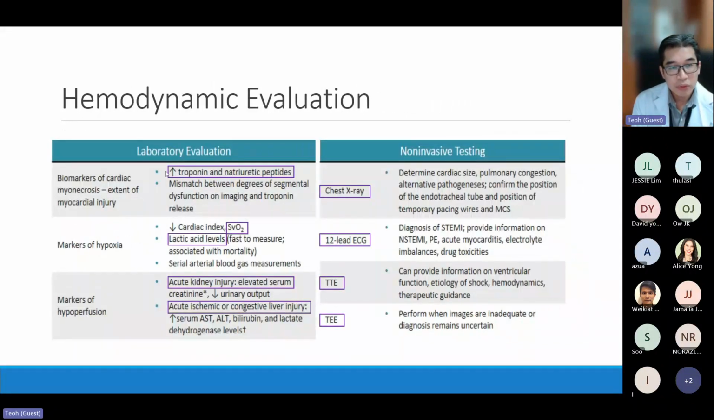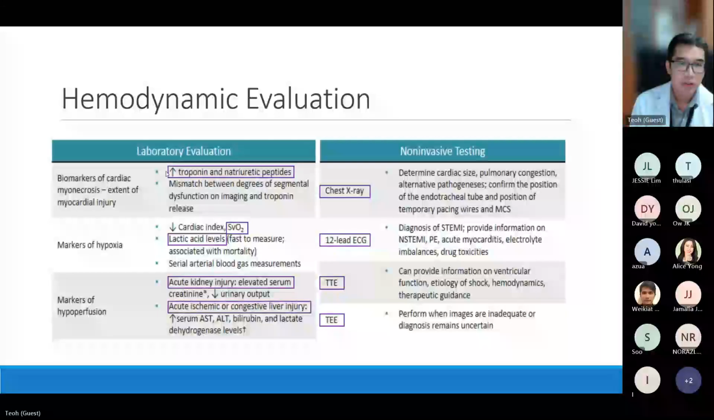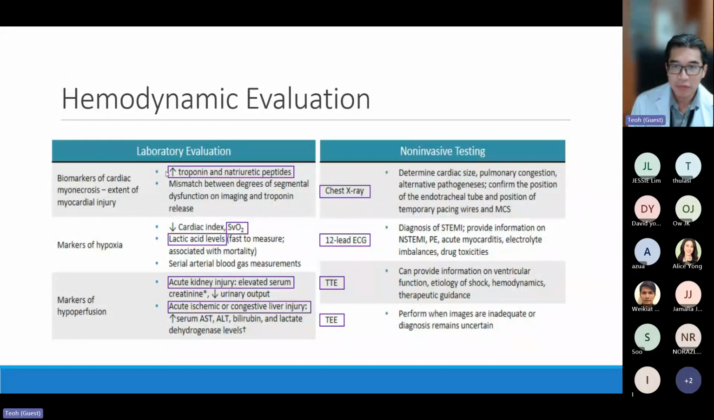And this shows you the several laboratory as well as imaging evaluations. For example, those tests that identify patients at risk of shock include the biomarkers. Troponin T increase indicates that the patient has myocardial necrosis. Natriuretic peptide level identifies the patient as having heart failure. The chest X-ray shows you the cardiomegaly, and the 12-lead ECG diagnoses ACS, pulmonary embolism, acute myocarditis, and so on and so forth.